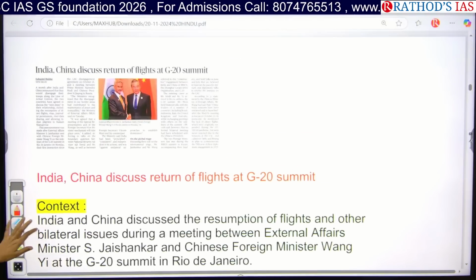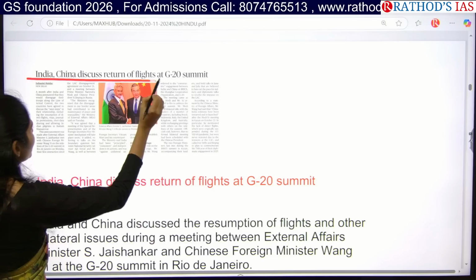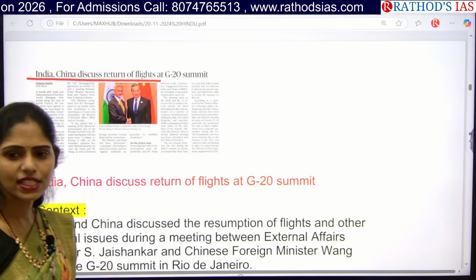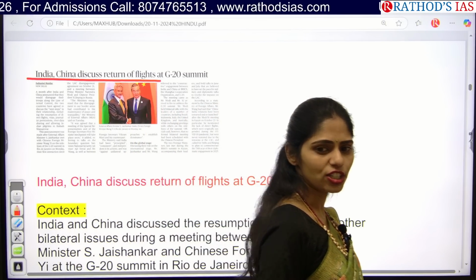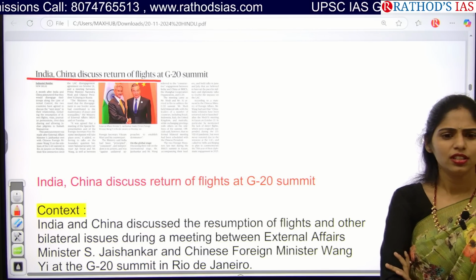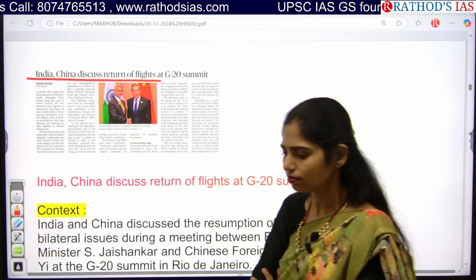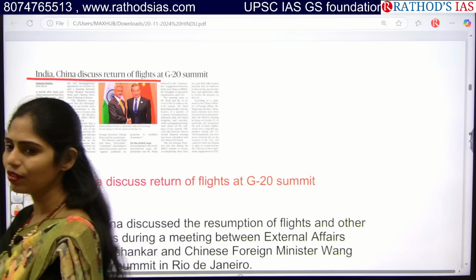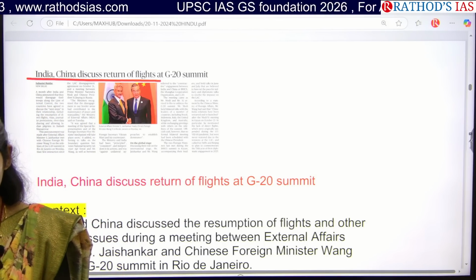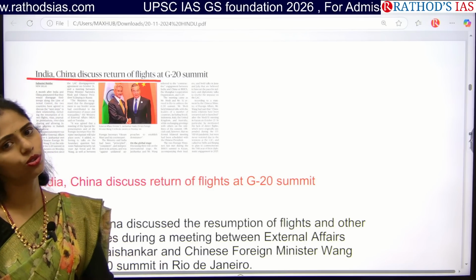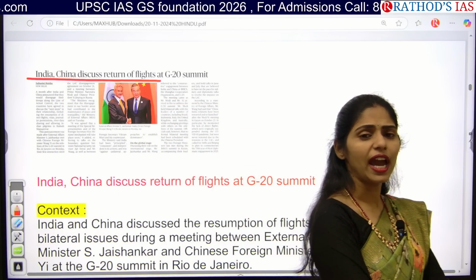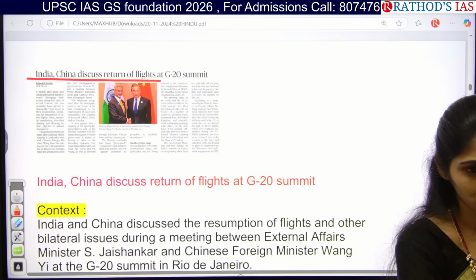Okay, see this article: India-China discuss return of flights at G20 summit. So what is this article about? India-China relations. So what is happening in the recent past regarding India-China relations? What are the advancements? Come on, tell me. Okay, across LAC from 2020 onwards we are having issues, but in the recent past we had an agreement of de-escalation.